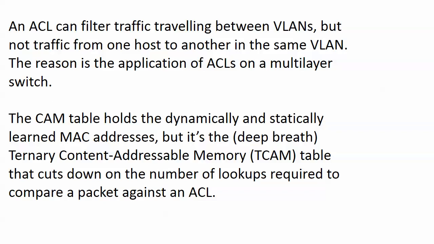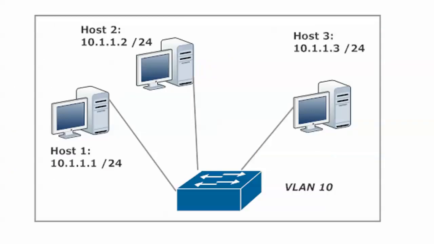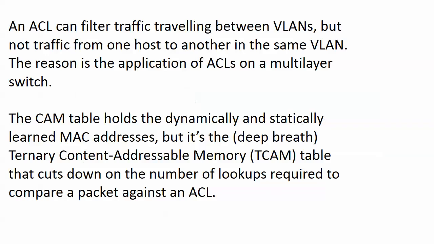And the reason is the application of ACLs on a multi-layer switch. And I know I'm showing you the classic layer 2 switch diagram there, but just to get you used to it, not every network map you ever look at that has a layer 3 switch is going to have the official layer 3 symbol. So you might just look at a switch like this on a map, and then when you get on it, you say, okay, it's a multi-layer switch.